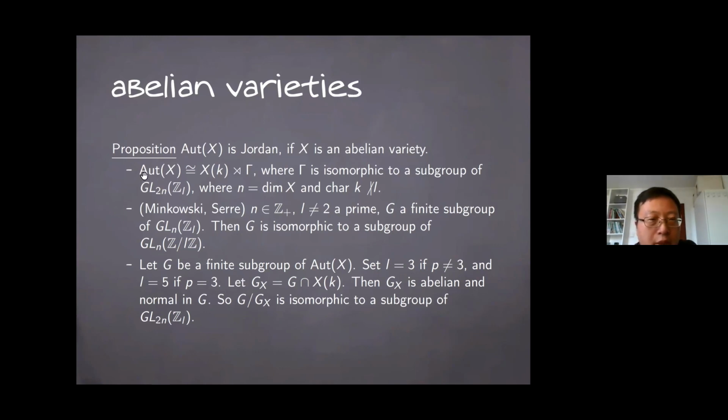So you take any finite subgroup G of the automorphism group of X. First, you intersect with X(K), which is the K-points of X. But this one is abelian. This is an abelian group. So G_X is an abelian group. And G quotient G_X is a finite subgroup of this Gamma. But we already know by the previous argument that there exists an upper bound for this finite subgroup, which means the index of G_X has some upper bound. So this is the proof.